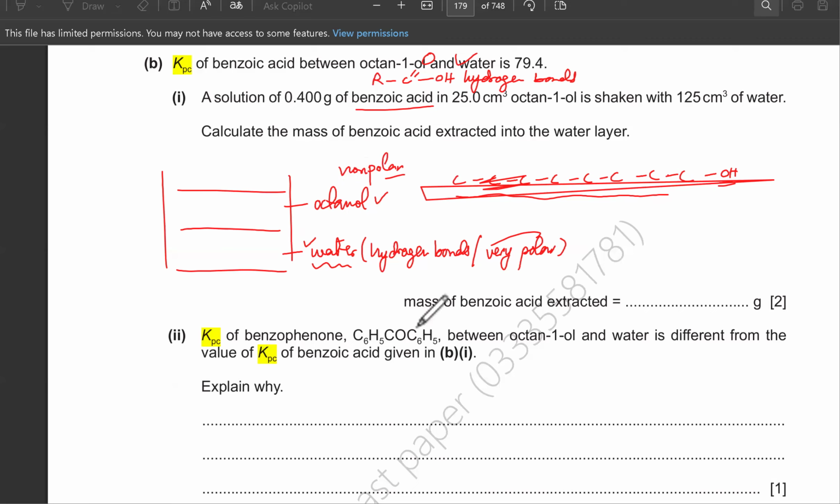Do you think this substance forms hydrogen bonds? It doesn't have an OH group, right? Do you remember that you need an OH to form hydrogen bonds? No, it doesn't form hydrogen bonds. So that means compared to benzoic acid, it will be less soluble in the water layer. Is that clear? Yes, sir.